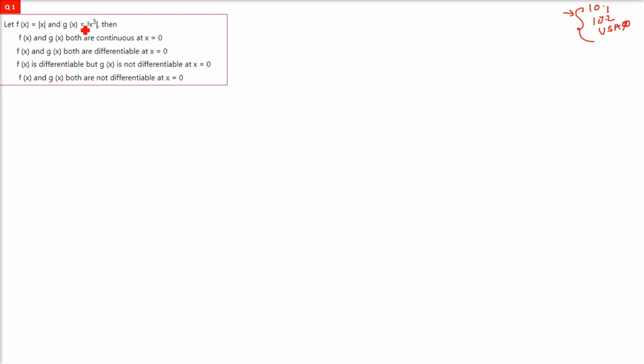Let f(x) equal to modulus of x and g(x) equal to modulus of x cube. Then, all these options are asking for the continuity and the differentiability of these f(x) and g(x). Just for a revision, let me tell you again that if any function is differentiable, it is a guarantee that it is continuous also. But if a function is continuous, then there is no guarantee whether it is differentiable or non-differentiable. We don't know that. We have to check it.